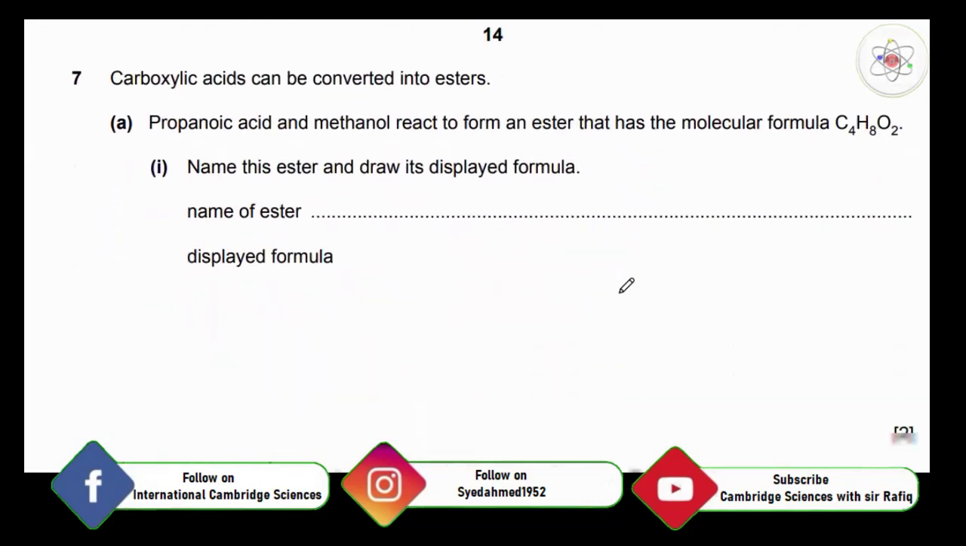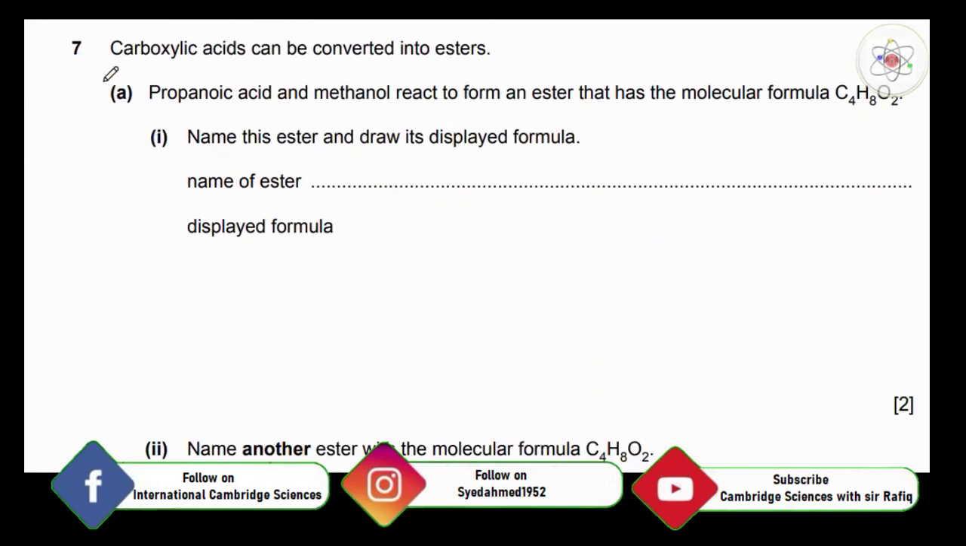Question number 7, I think it is the last question of the paper. Carboxylic acid can be converted into esters, right? So propanoic acid and methanol. So you know that esters are the products formed when carboxylic acids react with alcohols. So propanoic acid is a carboxylic acid and methanol is an alcohol. They react to form an ester that has the molecular formula C4H8O2.